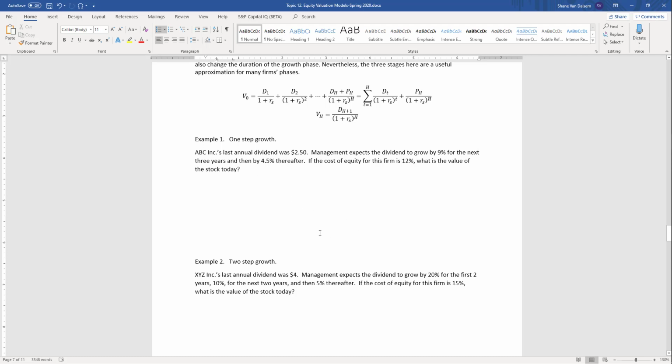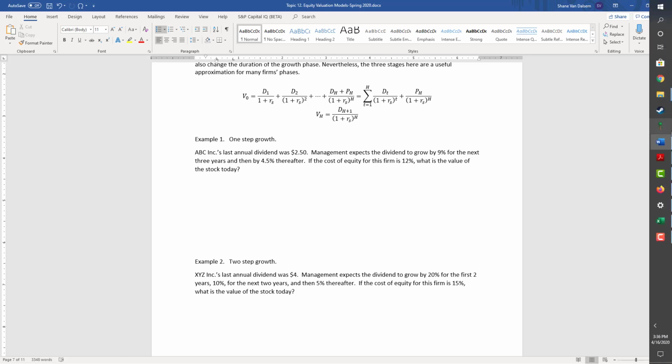ABC Inc.'s last annual dividend was $2.50. Management expects the dividend to grow by 9% for the next 3 years and then 4.5% thereafter. If the cost of equity for this firm is 12%, what is the value of the stock today? So I'm going to do this here in Excel.